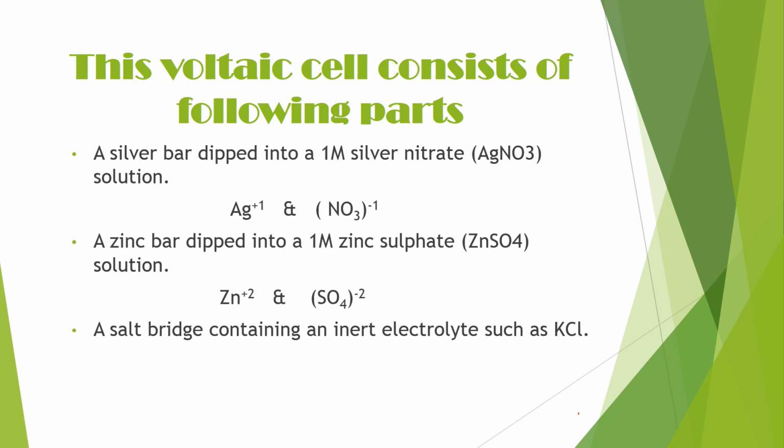Then for it we need a salt bridge containing an inert electrolyte such as KCl. Inert means that the salt must not be reactive. KCl must not react with silver or silver nitrate, similarly with zinc or with zinc sulfate. For this we also need a voltmeter to measure current.